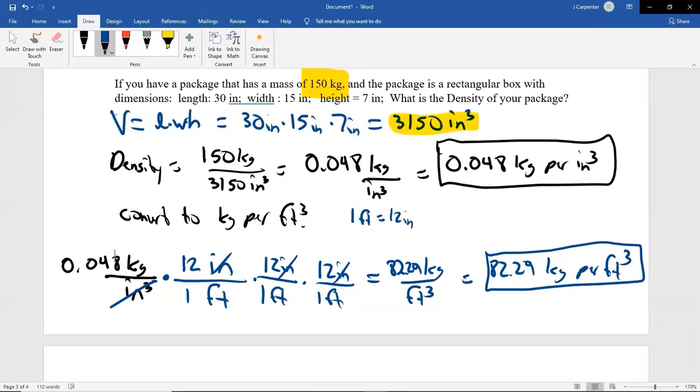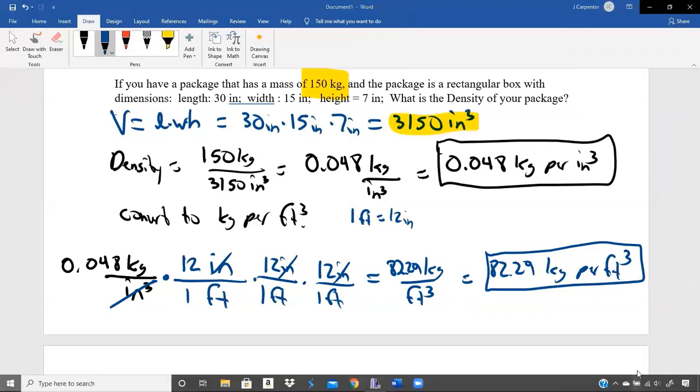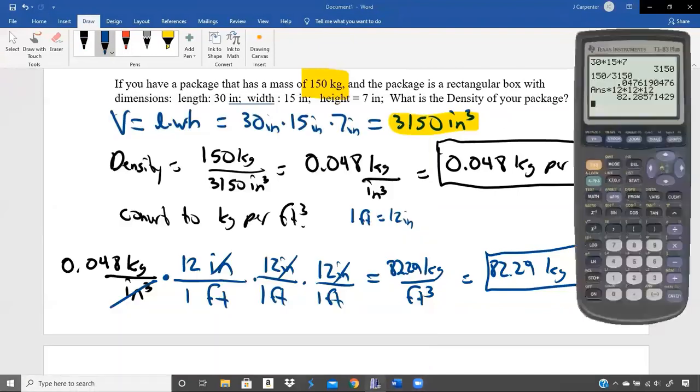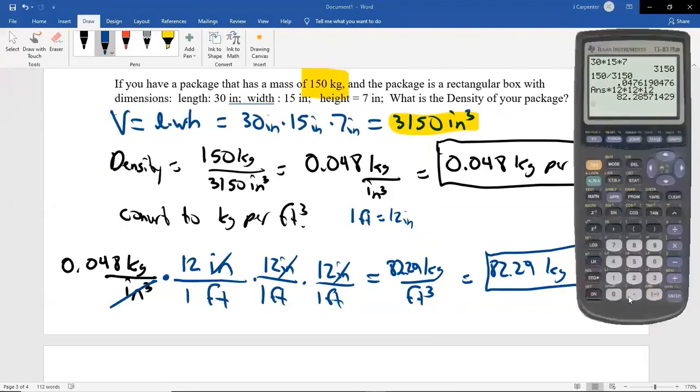Now, I said in this problem, I didn't use the 0.048 to multiply. I actually used the exact number in the calculator. Let me show you what we would have gotten if we did this with the 0.048. 0.048 times 12 times 12 times 12.